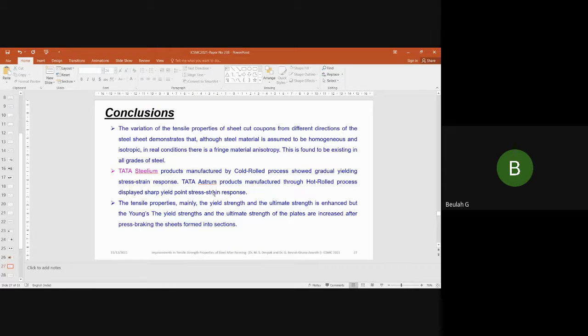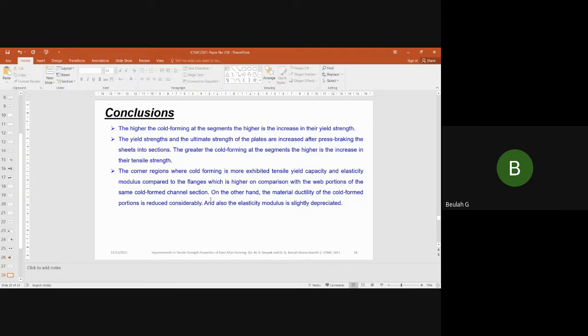So to conclude, the Tata Steels procured for the testing, the products manufactured through the hot roll process, displayed a sharp yield point stress-strain response, and the yield strength and the ultimate strength of the plates are increased after the press breaking. And the higher the cold forming segments, the higher is the increase in the yield strength. The yield strength and ultimate strength are increased after the press breaking.